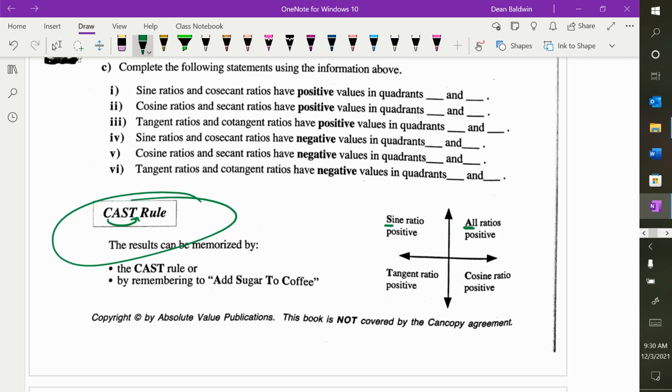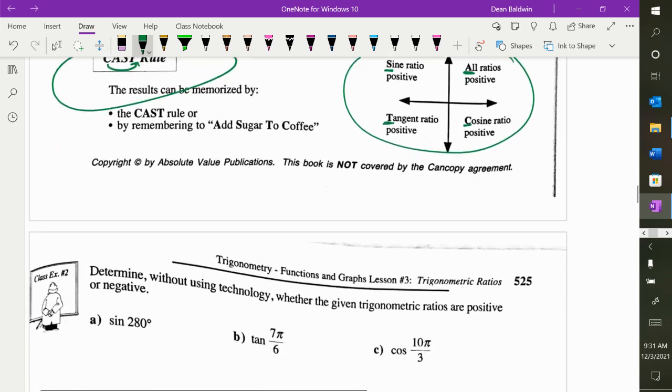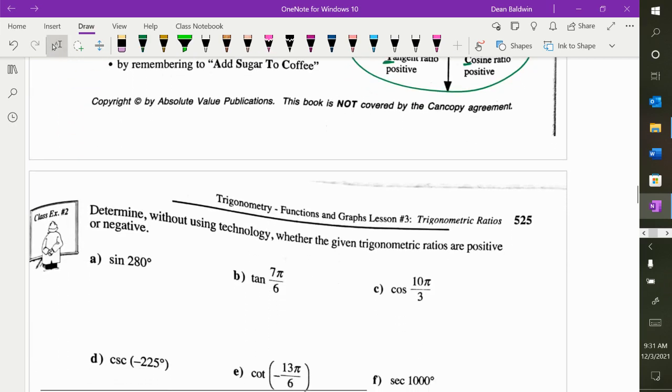S, sugar. Sine is positive in the second quadrant. T, tan is positive in the third quadrant. And coffee, cosine is positive in the fourth quadrant. You need to remember that. Add sugar to coffee, or you can invent your own. I don't care. Don't tell me, because I don't want to hear what you invent. All right? Add sugar to coffee starting in the first quadrant. This is actually really important. You need to remember that. All right.